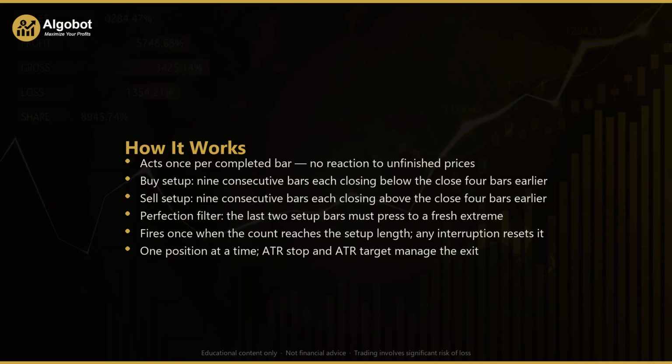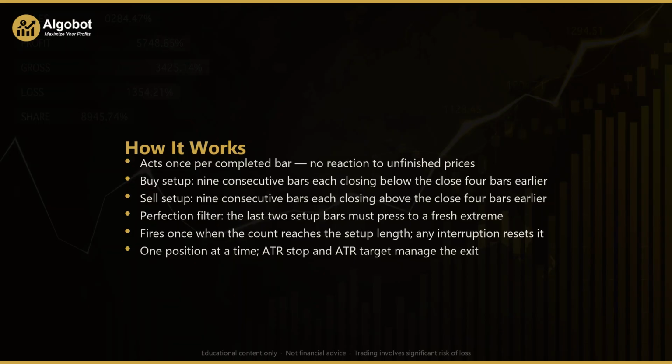Then comes the perfection filter, if it's switched on. For a buy, the strategy checks that the lowest low of the last 2 setup bars is at or below the lowest low of the 2 bars before them. Proof that price pressed to a fresh low right at the point of exhaustion. For a sell, it checks the mirror image, that the last 2 bars pressed to a fresh high. This is the classic location where a counter move tends to begin. Only when both the count and the perfection check agree does the strategy prepare an order. It also insists on holding just one position at a time for its magic number, so it won't stack trades on top of each other.